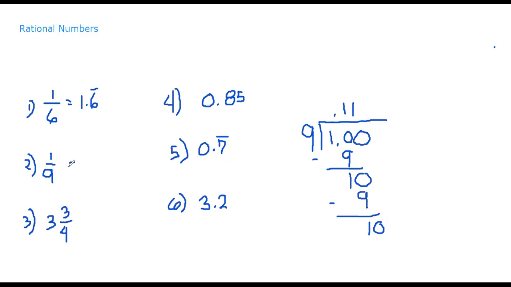So, pwede yung maging sagot nyo dito is 0.1. Dito pala, mali pala ang sagot ko dito, diba? Bakit 1 point? Dapat pala dito is 0.16, diba? 0.16, sorry. Na may bar sa 6. Okay. 0.16 na kanina. So, dito naman, 0.1 na may bar sa 1.